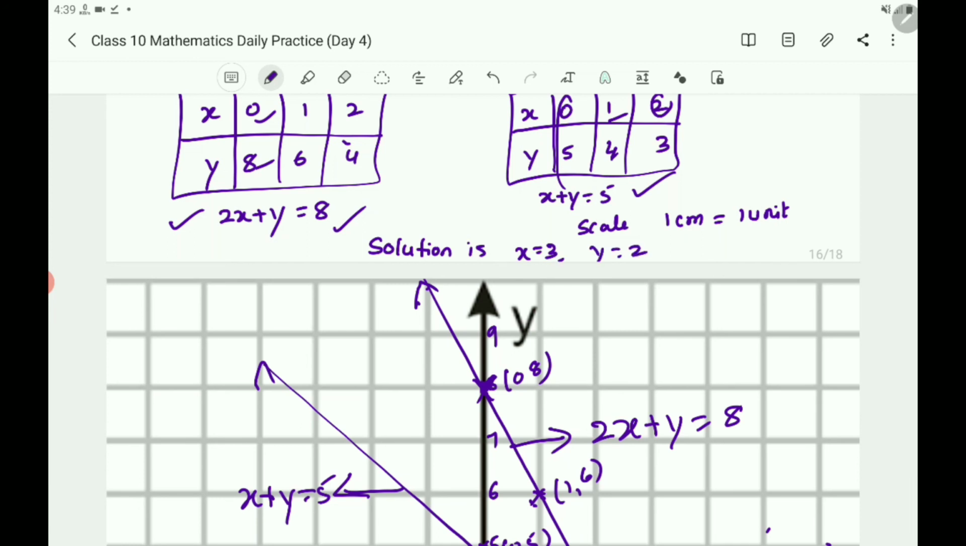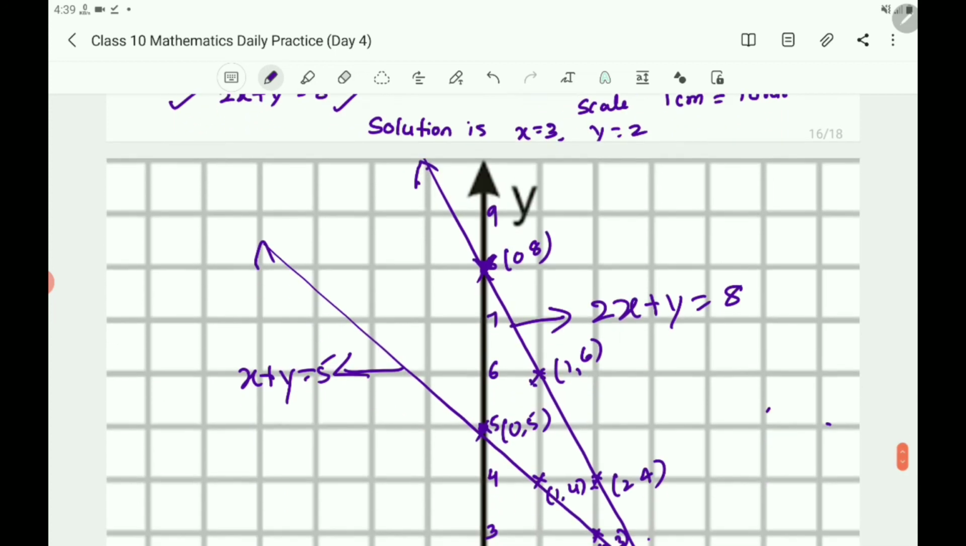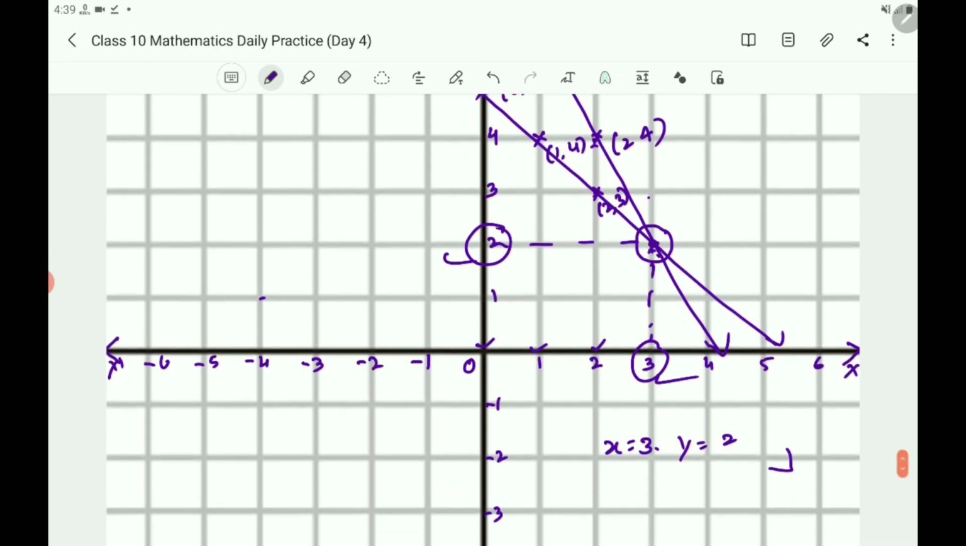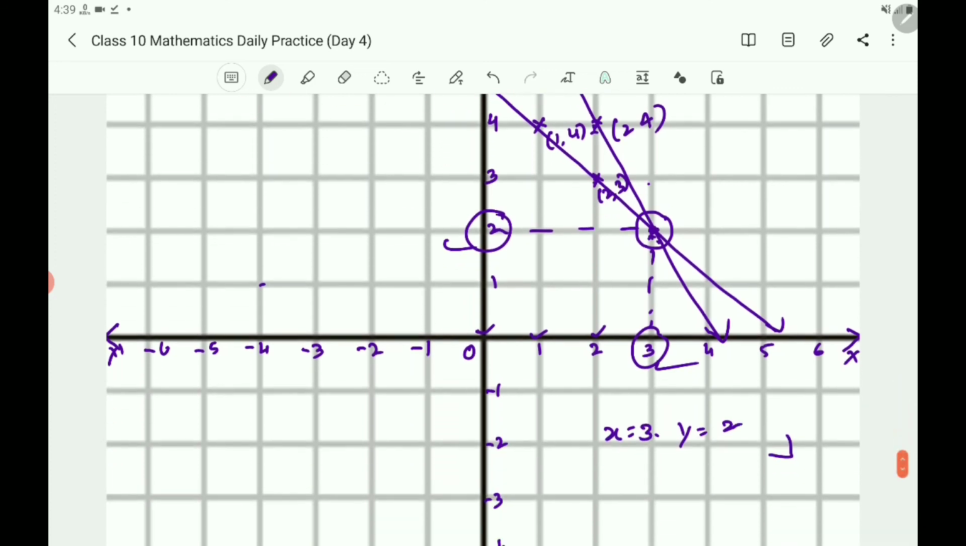You can verify here. Here x equals 3 means 2 times 3 is 6, plus 2, 8 you will get. Here 3 plus 2, 5 you will get. So you got the solution which satisfies both equations, and these two are intersecting lines. So you got one solution here: x equals 3 and y equals 2. That is the solution of the given linear equations.